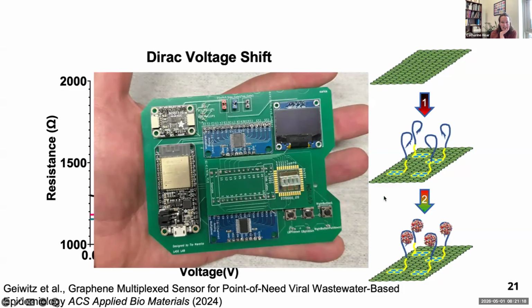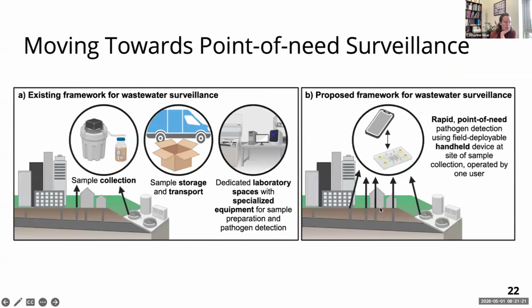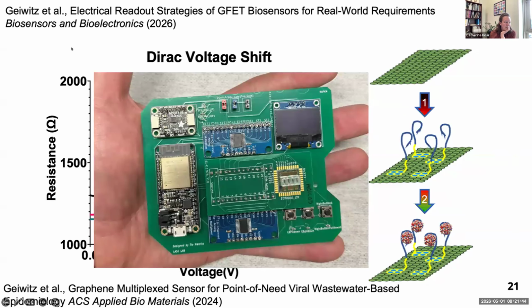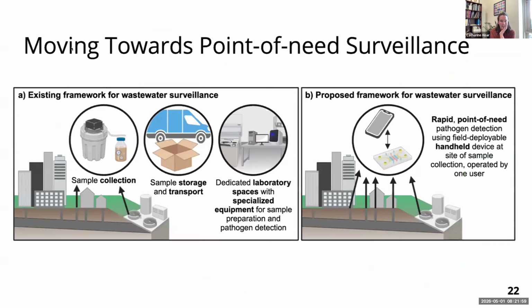And what's cool about this is a potentially handheld device that could move us from collecting samples on site, moving them to our lab and doing concentration and specific detection methods that are different for biological targets and chemical targets, to potentially doing this all in one handheld device. So potentially moving us towards point of need surveillance. And there is a new paper out where the team has been looking at how different strategies for measuring that shift in voltage could be used for lowering LOD or potentially just having better presence absence detection.